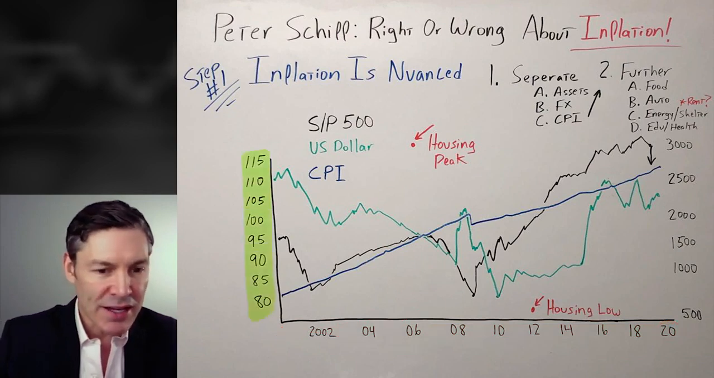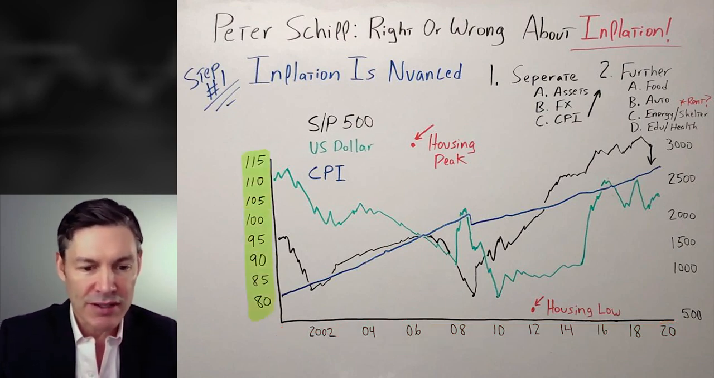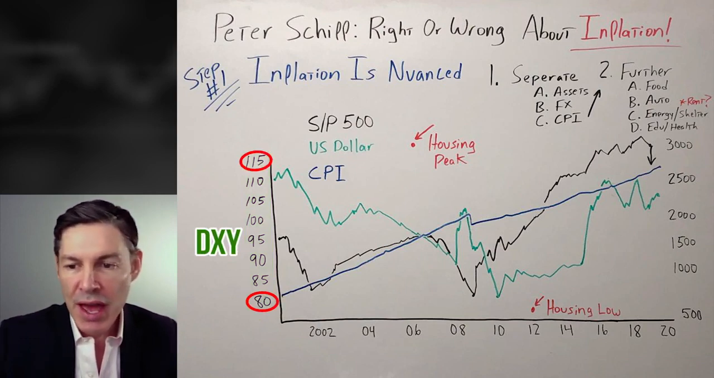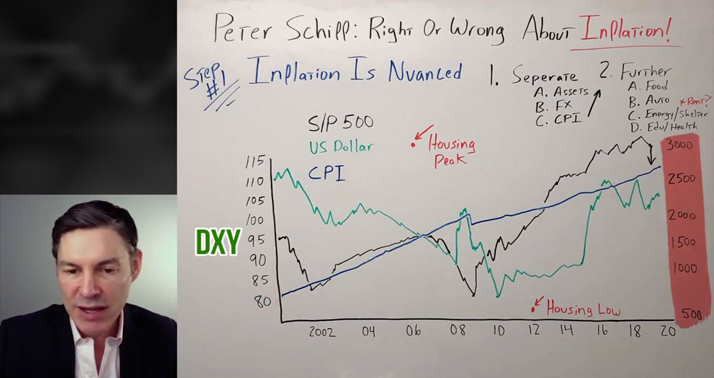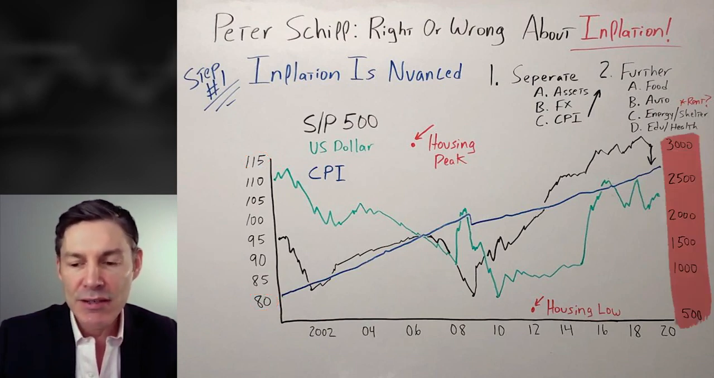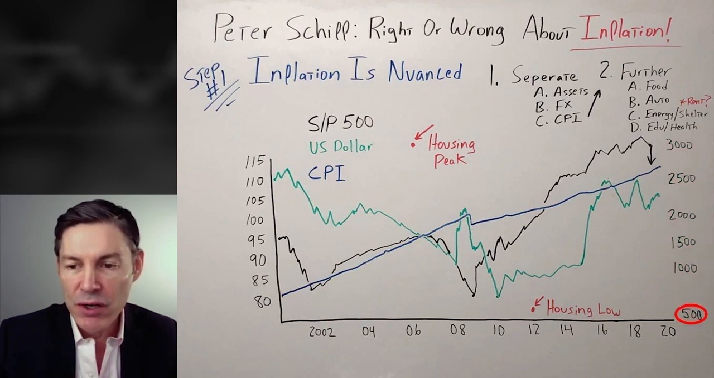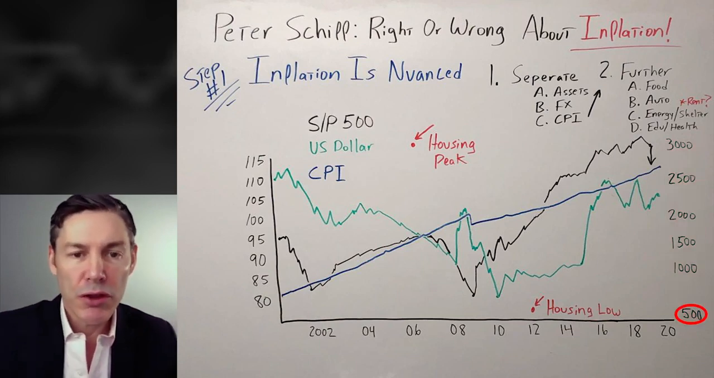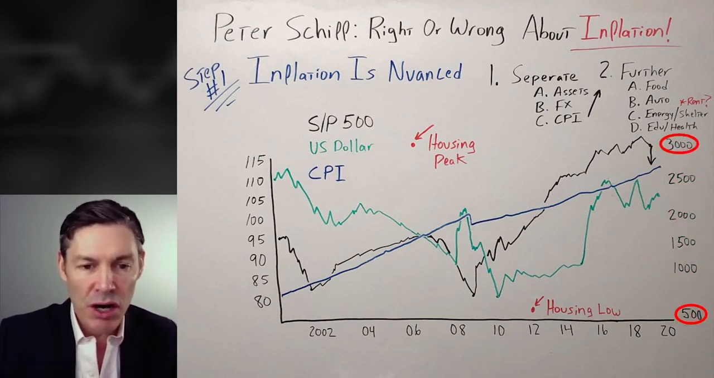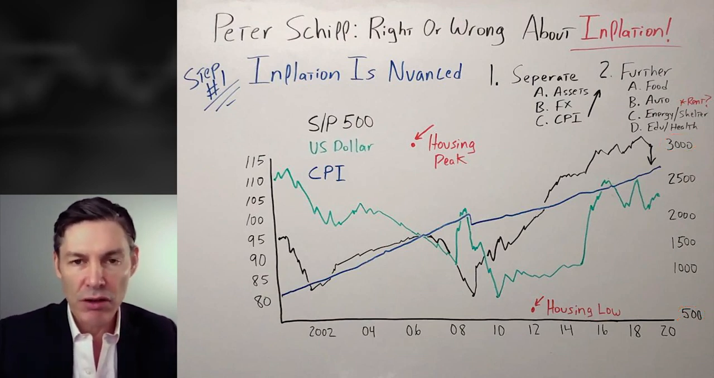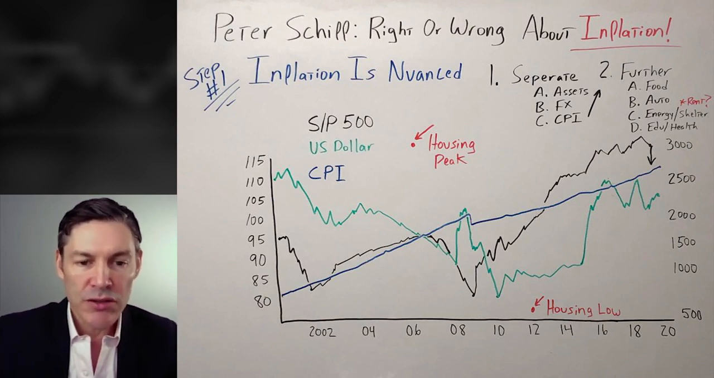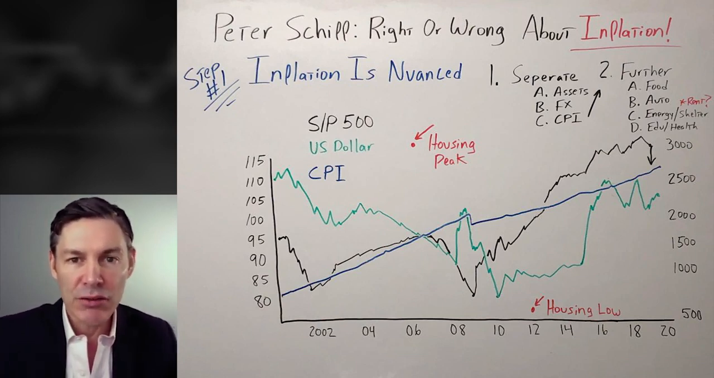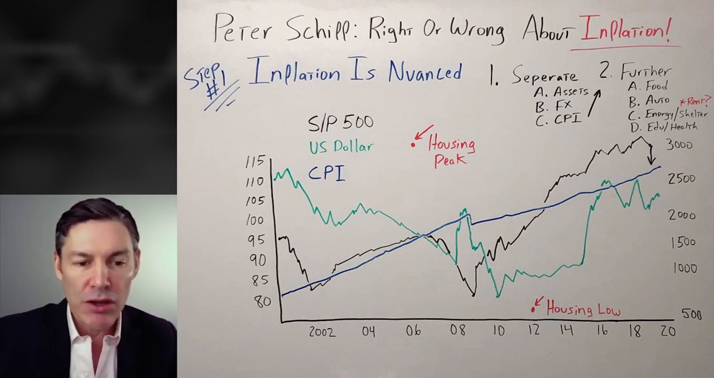The left-hand side indicates the dollar index, the DXY, going from 80 all the way up to 115. On the right-hand side, that is the S&P 500, from 500 all the way up to 3,000. So let's start with the United States dollar. That's what everyone thinks about when they hear the word inflation. So this is the dollar on the DXY compared to a basket of other currencies, mainly the euro.